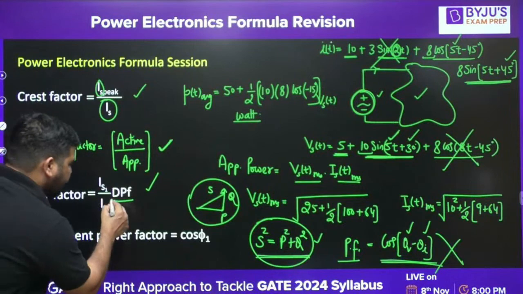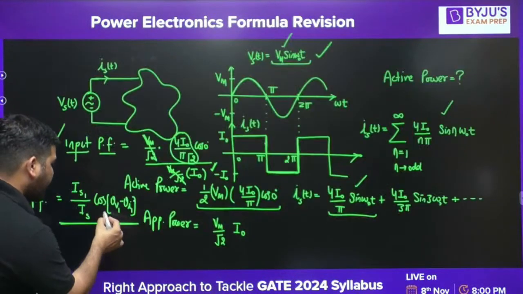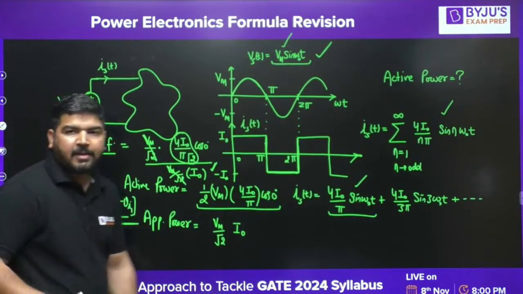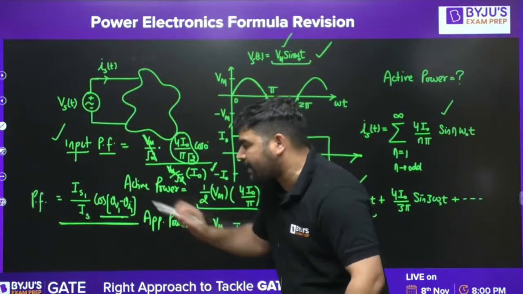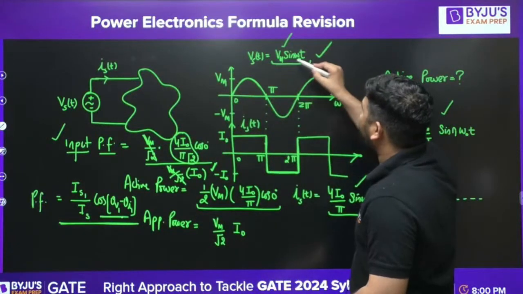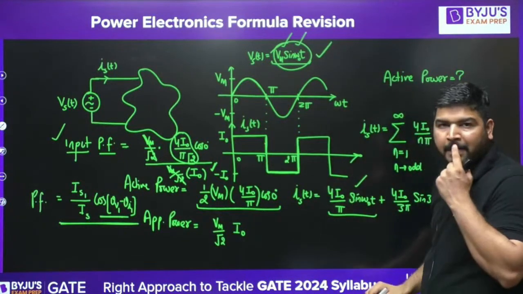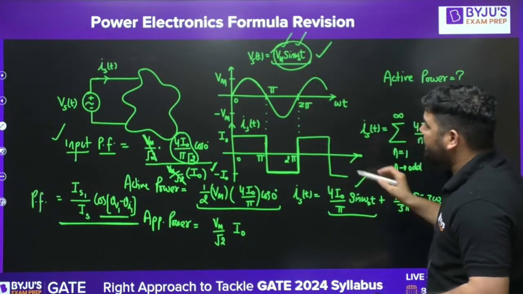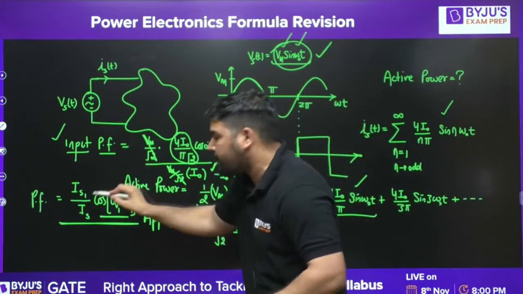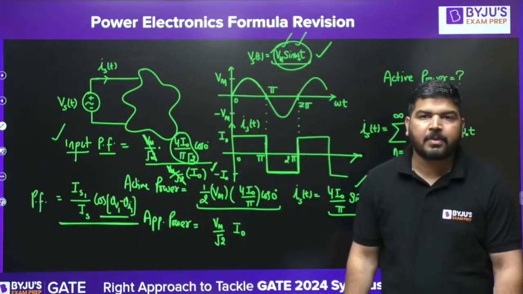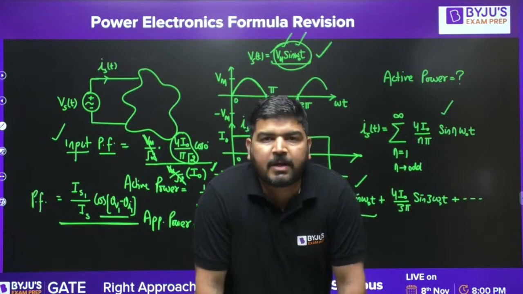And what is this displacement factor? The displacement factor is cosine of theta V1 minus theta I1. It means for the displacement factor, you need to look at the fundamental component of the voltage and the fundamental component of the current, take the angle difference and take the cosine of that. We'll call this term the displacement power factor.